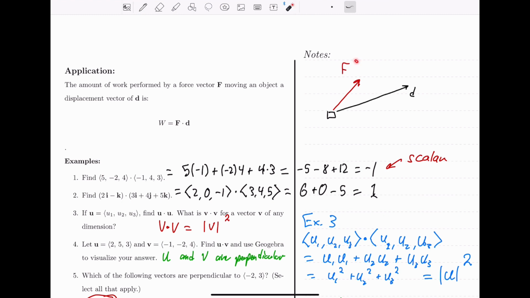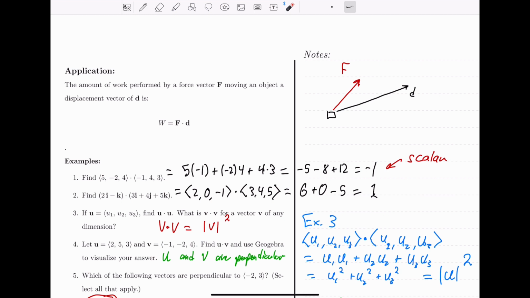We want to calculate how much work this non-parallel force performs in moving the object through the displacement d given by this vector. It turns out that the work is simply the dot product of the force vector with the displacement vector, which is a really nice, concise, beautiful formula. Let's try to figure out why this formula is what it is.